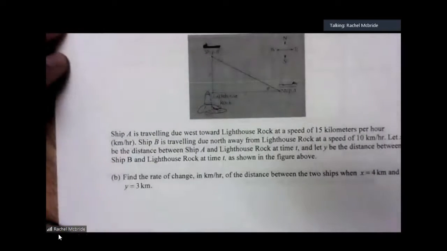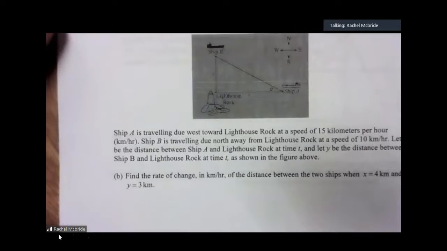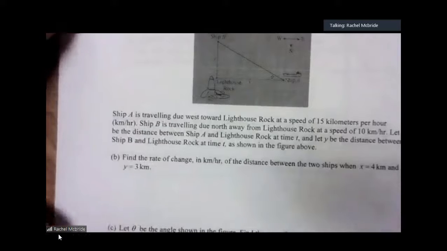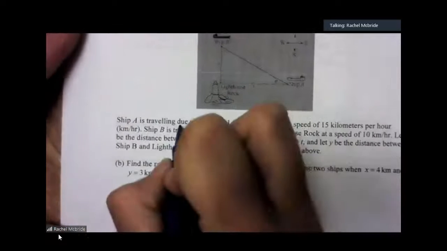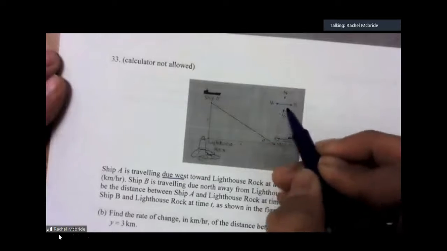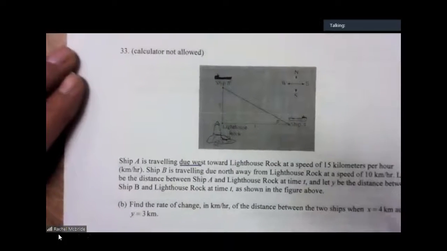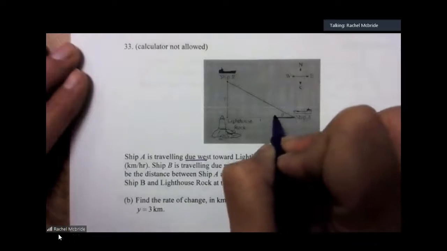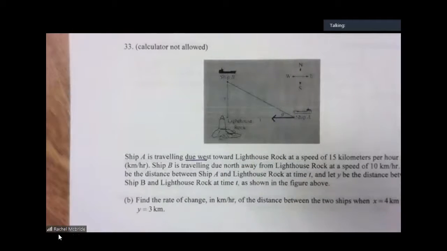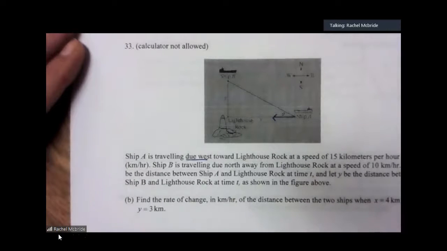All right, 33. Let's read and interpret. 33 is a good one. It's gross. Ship A is traveling due west. So now you got to know your north, south, east, and west. That's up here, so west is this way. So here's ship A. It's moving west toward a lighthouse at a speed of 15 kilometers per hour.